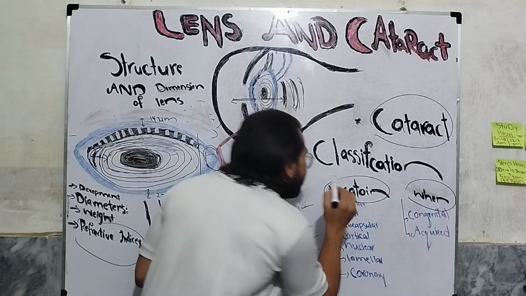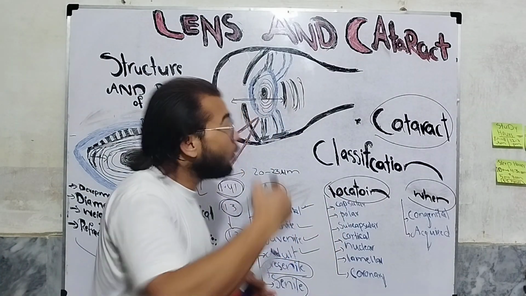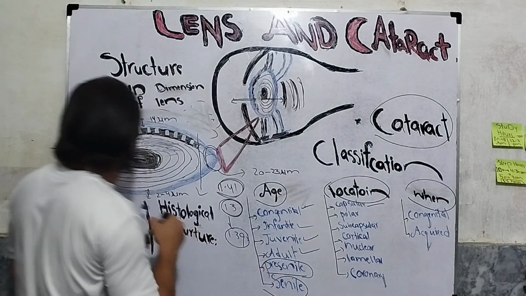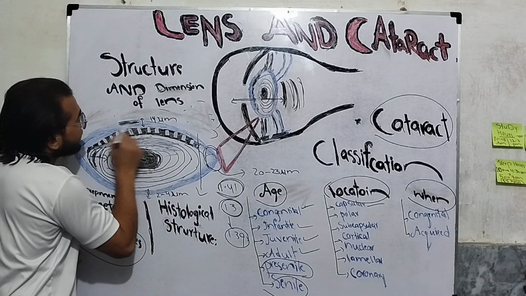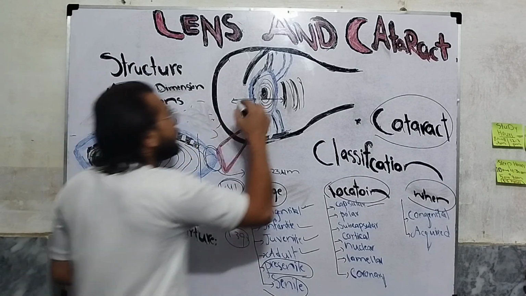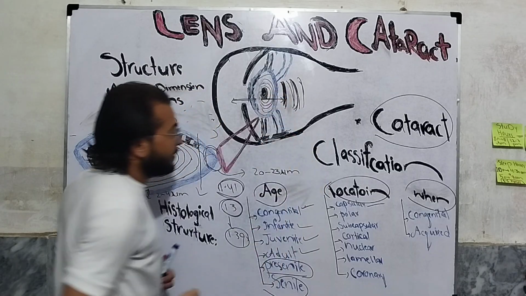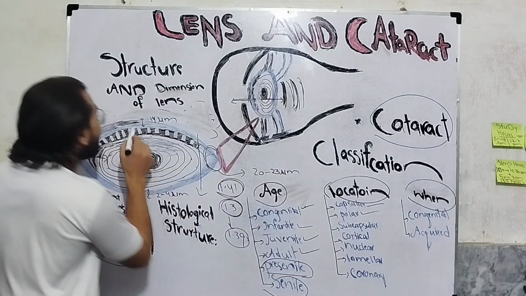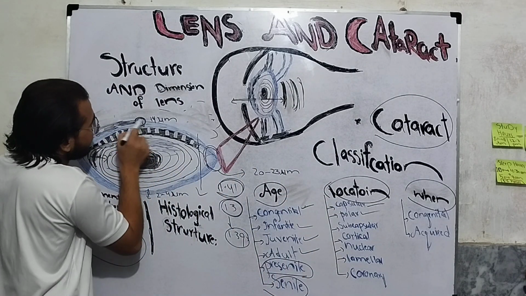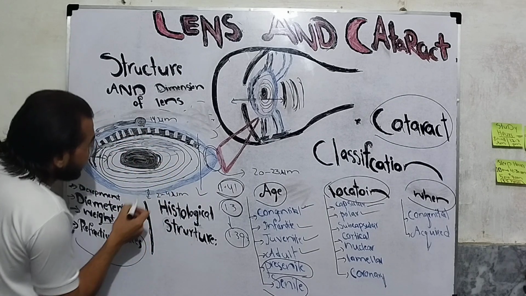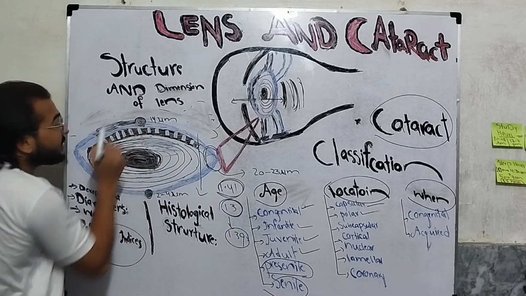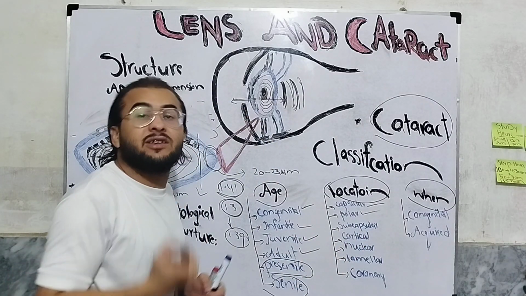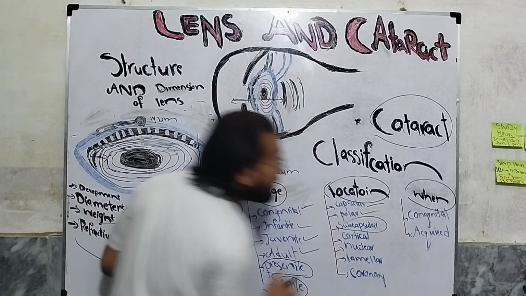Then we have divided the cataract on the basis of location, where the opacity and haziness has developed. It can be capsular, when there is opacification in the capsular region. When this capsular region becomes cloudy and hazy, this is called capsular cataract. This can be polar. When the central area of the capsule is involved, it is called polar cataract, and it can be anterior or posterior.